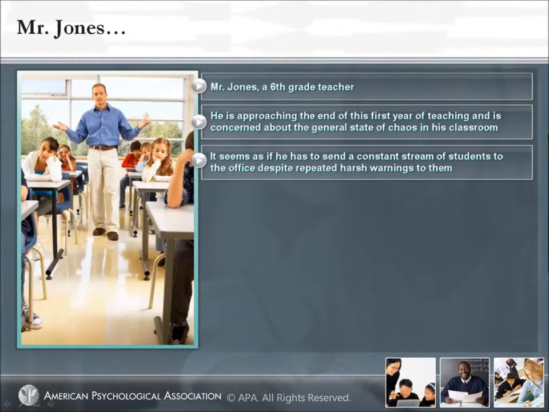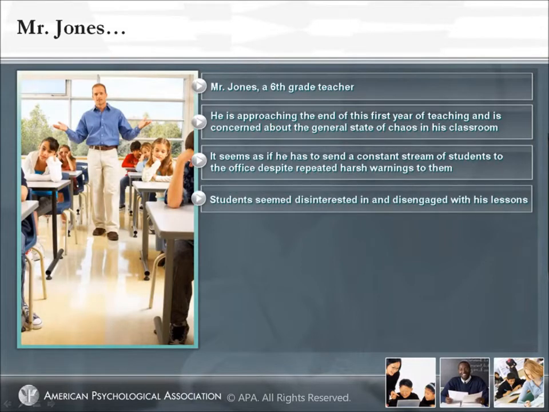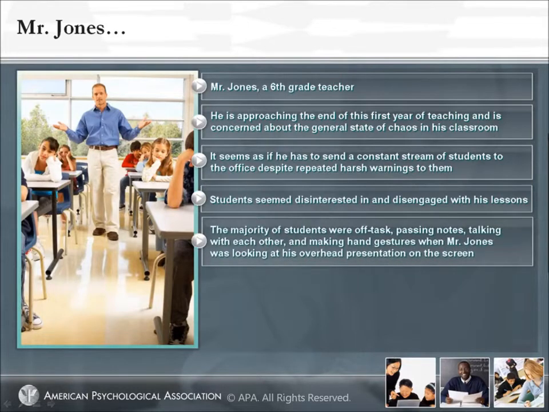His principal has visited his room twice, and both were days that students seemed disinterested and disengaged with his lessons. The principal observed that the majority of students were off task, passing notes, talking with each other, and making hand gestures when Mr. Jones was looking at his overhead presentation on the screen. It was also observed that at least 60% of the students did not have the math text on their desk. The problems were more common in the back of the room, where the principal was observing.